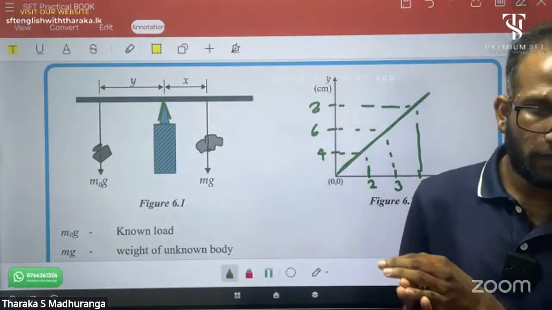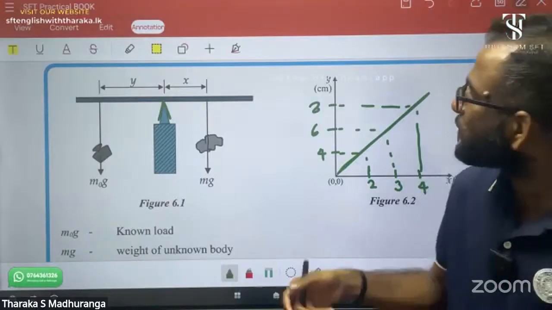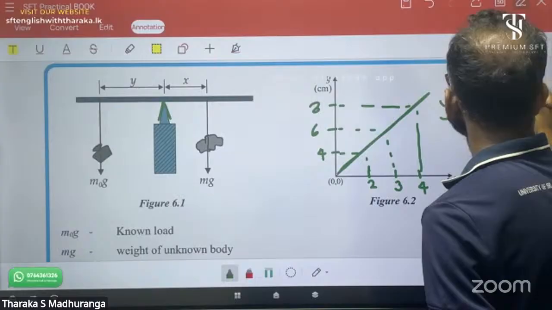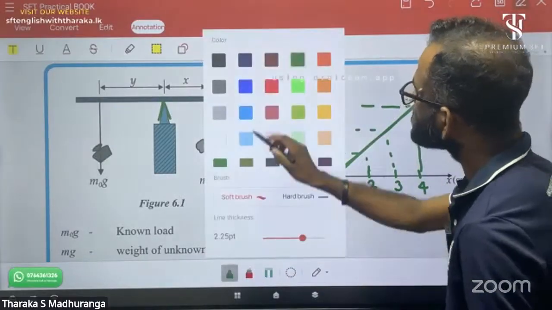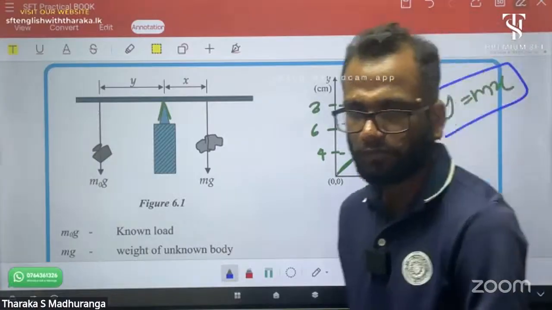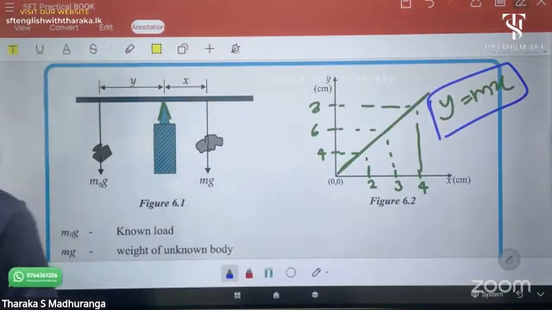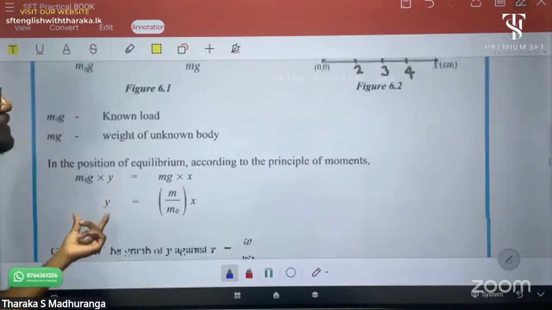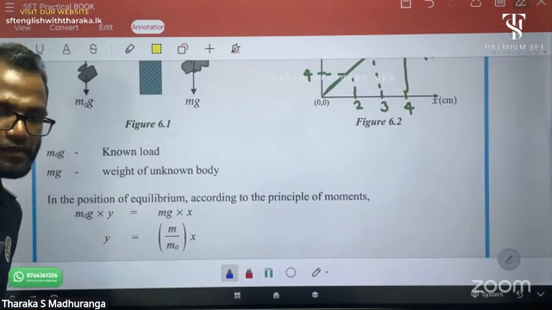This type of graph, what is the equation of this graph? Y equals mx, with no intercept. The reason is the intercept equals 0, the y-axis cutting point is 0. Y equals mx is the equation of this experiment.